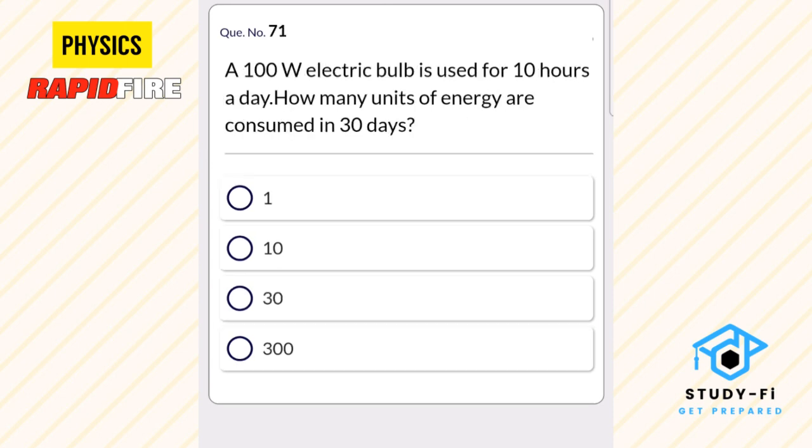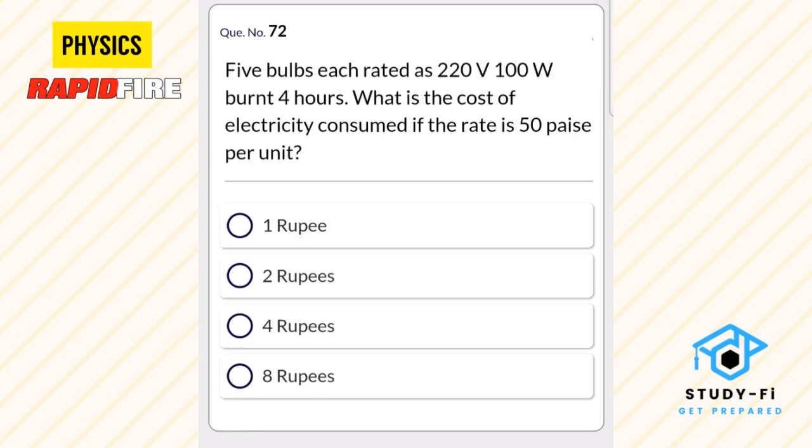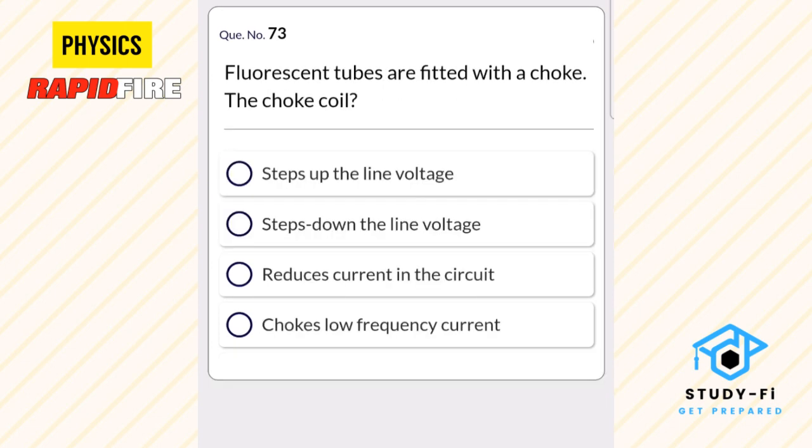11. A 100 watt electric bulb is used for 10 hours a day. How many units of energy are consumed in 30 days? 30. 5 bulbs each rated as 220 volt 100 watt burned 4 hours. What is the cost of electricity consumed if the rate is 50 paise per unit? 1 rupee. Fluorescent tubes are fitted with a choke. The choke coil steps up the line voltage.